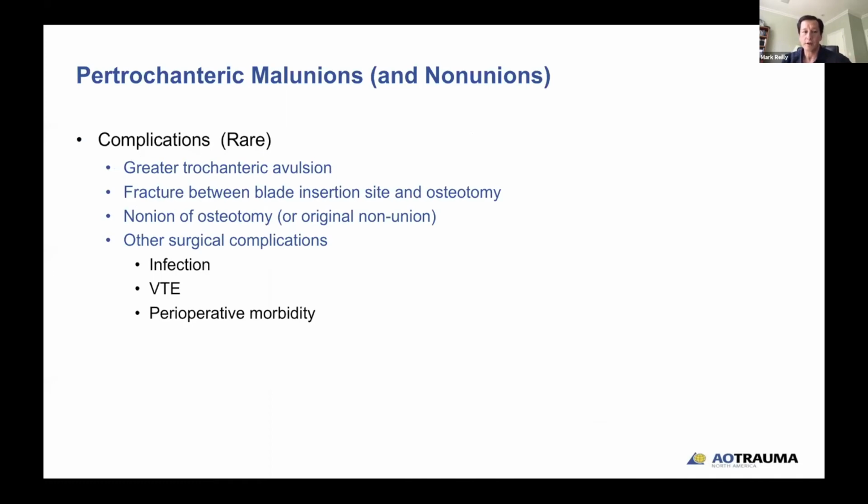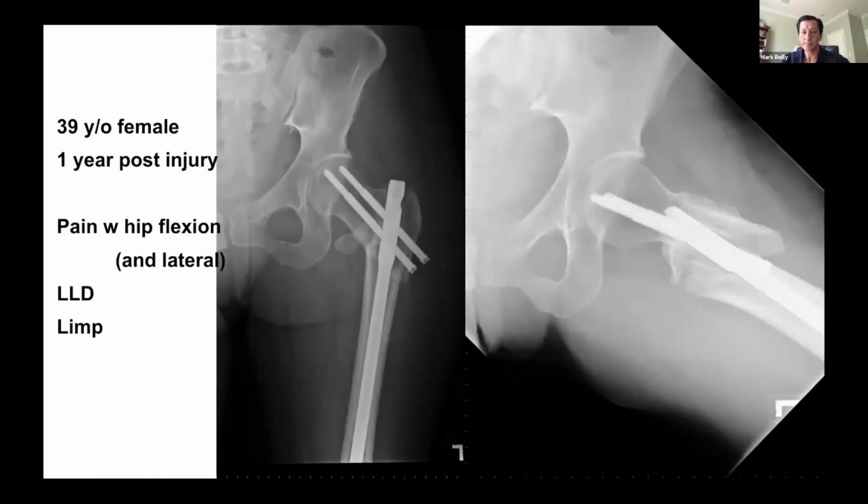As Keith showed in his case, you can have a fracture or crushing between the blade insertion site and your osteotomy as you compress, particularly in older patients where the bone quality is soft. Non-union of the osteotomy is really, thankfully, quite uncommon. This area of the bone heals quite vigorously, and so that's not something we typically run into when the surgery is done well, but we do see it sometimes, and of course, other surgical complications.